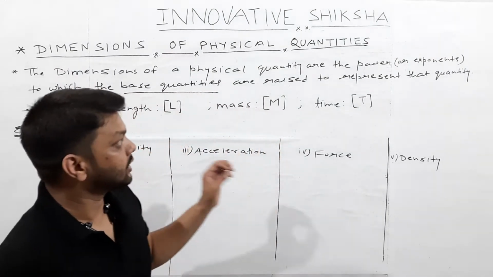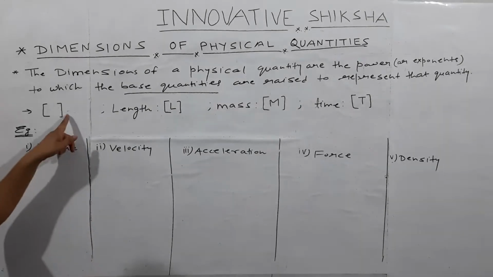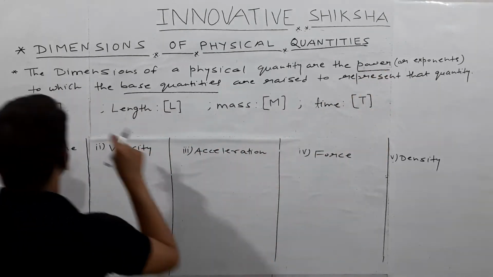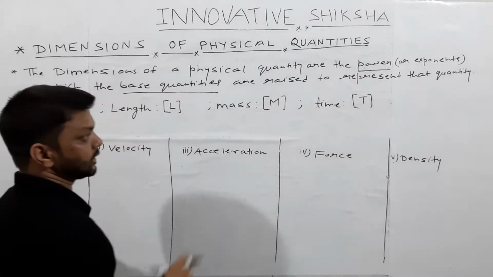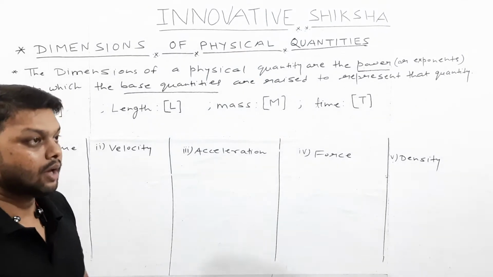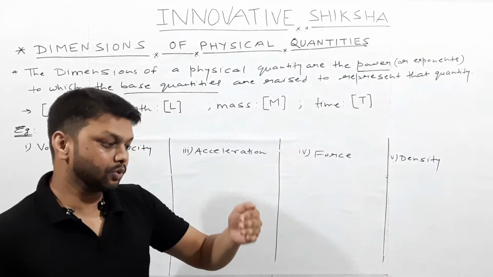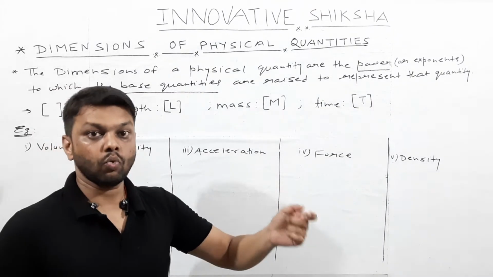Okay, so let us try to understand what is dimension. So how we can define dimension? The dimensions of a physical quantity are the powers to which the base quantities are raised to represent that quantity. So if you want to find a dimension of a physical quantity, we have to convert that physical quantity into its base units. So what is base units?